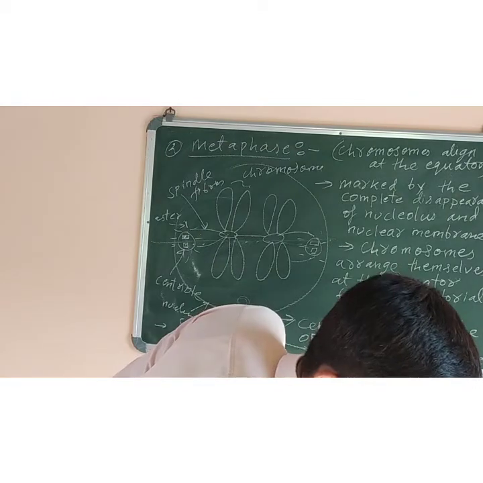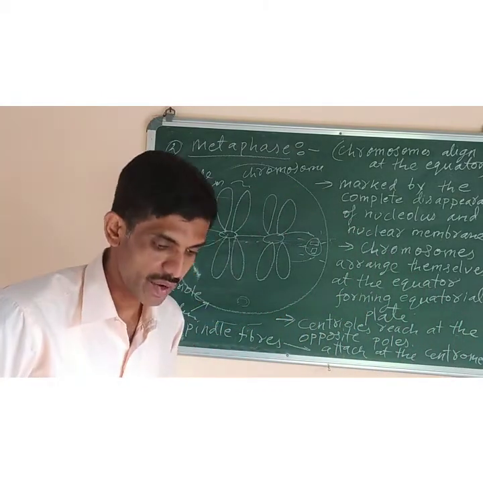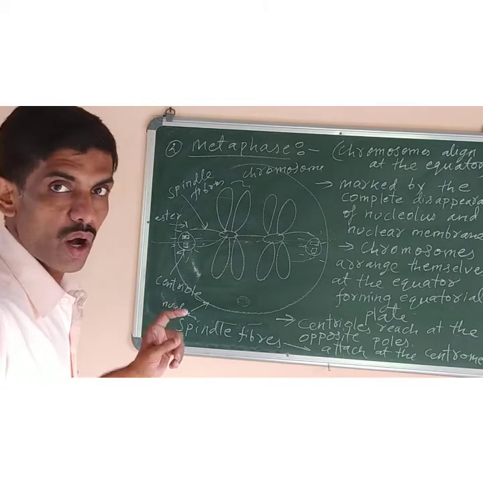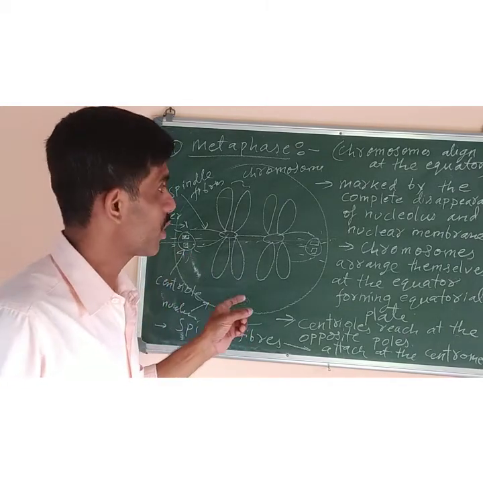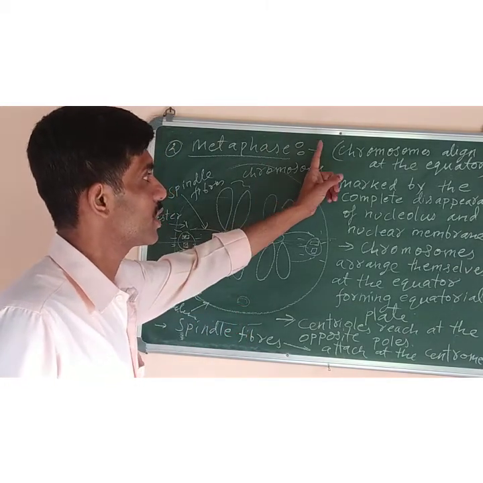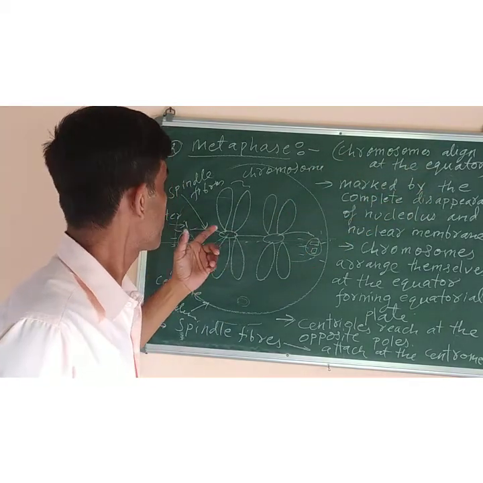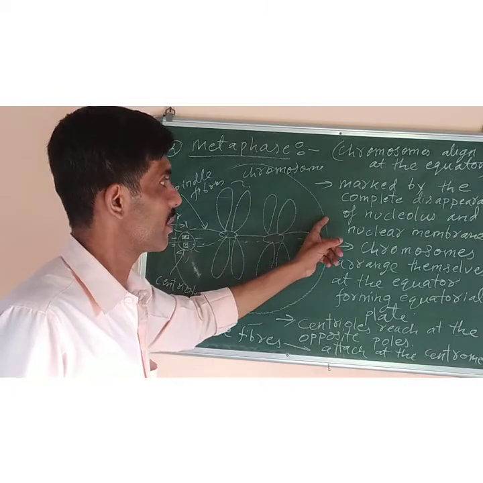So in this way we have completed the second stage, metaphase. Metaphase is the second stage of karyokinesis cell division, in which the chromosomes align at the equator. You know what is equator? Now what are some of the events which occur?